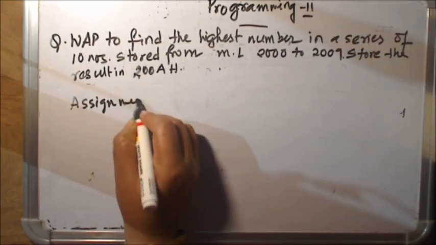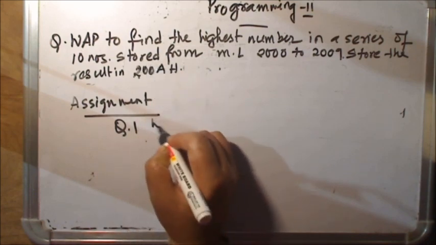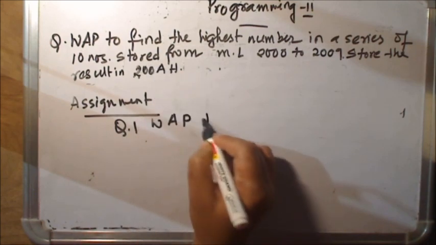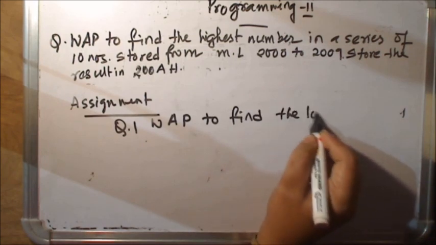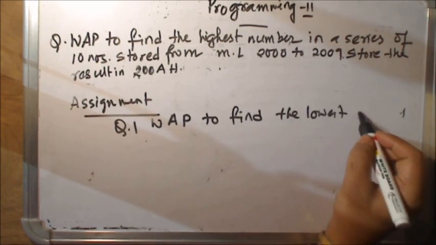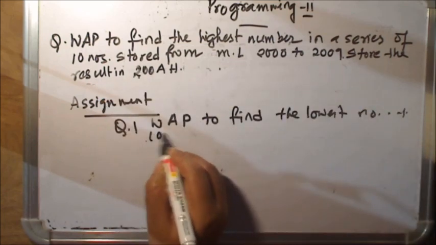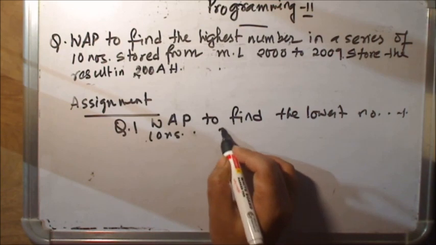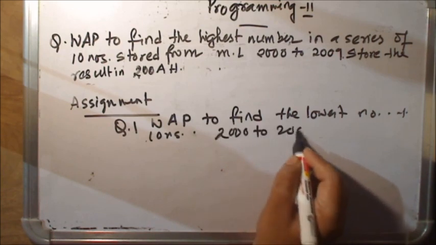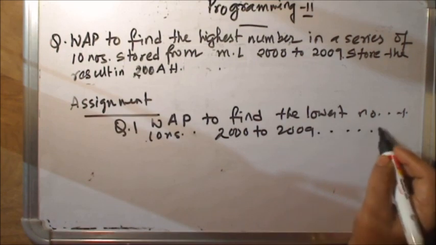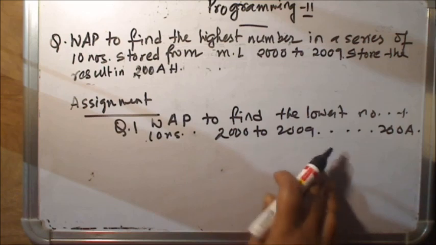In the assignment, question number 1 will be the same program. Write a program to find the lowest number in a series of 10 numbers stored from memory location 2000 to 2009, and store the result in 2008. The same program.